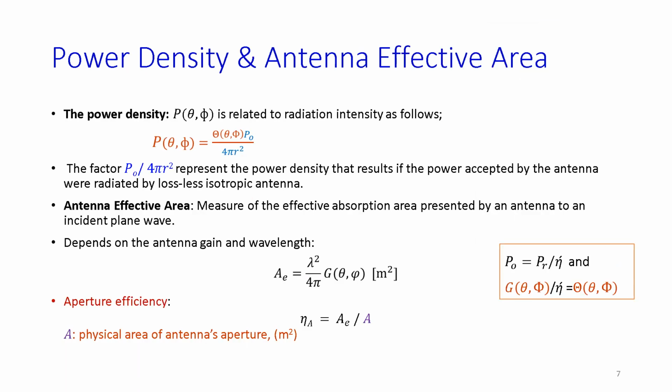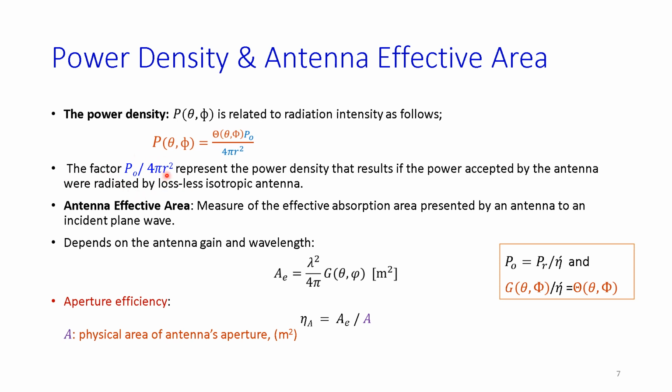Power density and antenna effective area. We can also represent the power density, how much density relative to a given area. So we can think of the power density as the distribution of the antenna for the given angle, and we can multiply that by a factor, which is P naught, the input power, divided by 4 pi R squared.